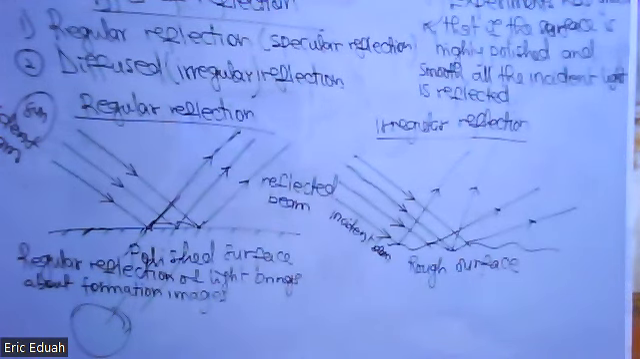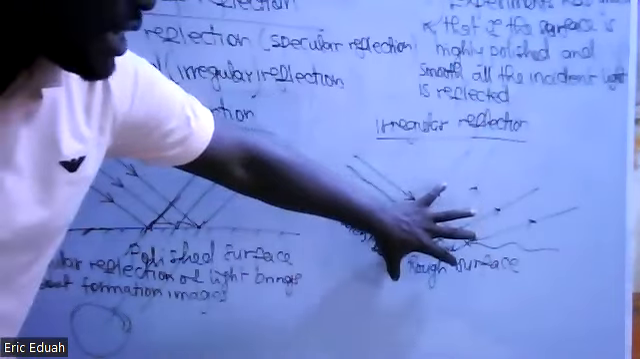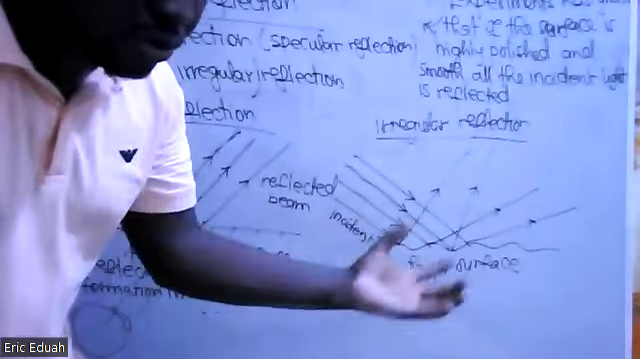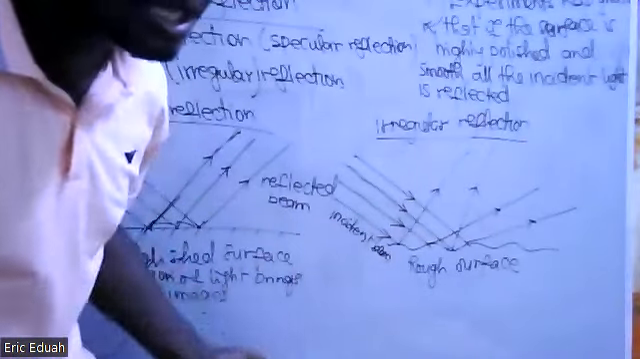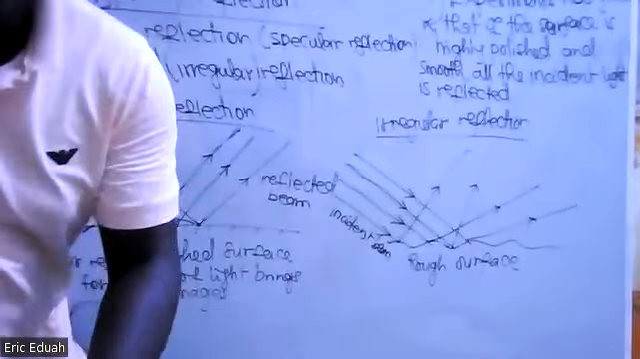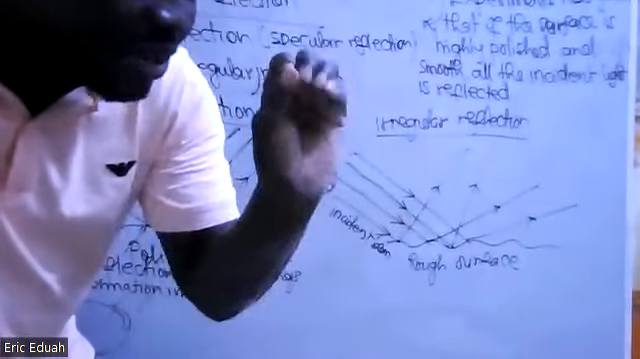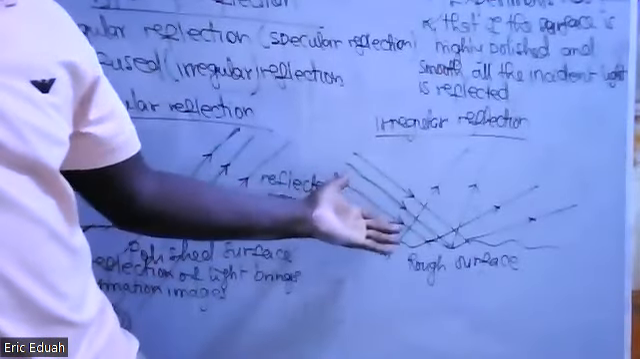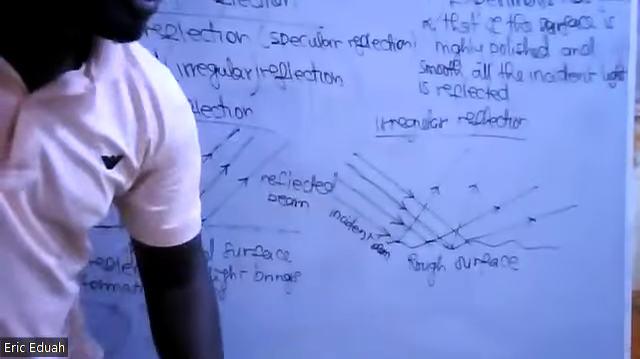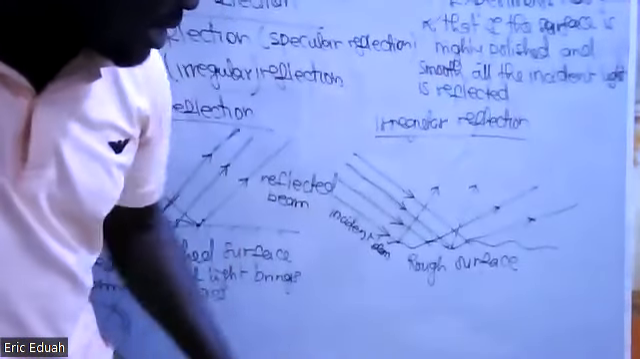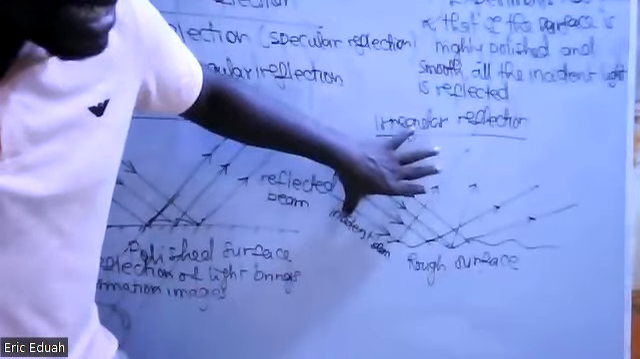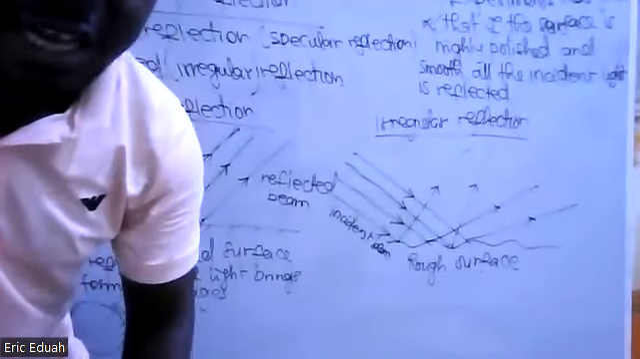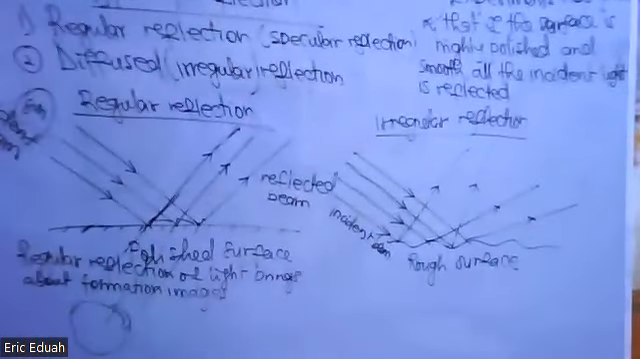Any reflection which occurs on walls, because most walls are not well polished, are rough. Look at the nature of the sand, very rough. Reflection which occurs on walls, and on the surface of the earth, is a classical example of irregular reflection because the surface of the earth isn't even.